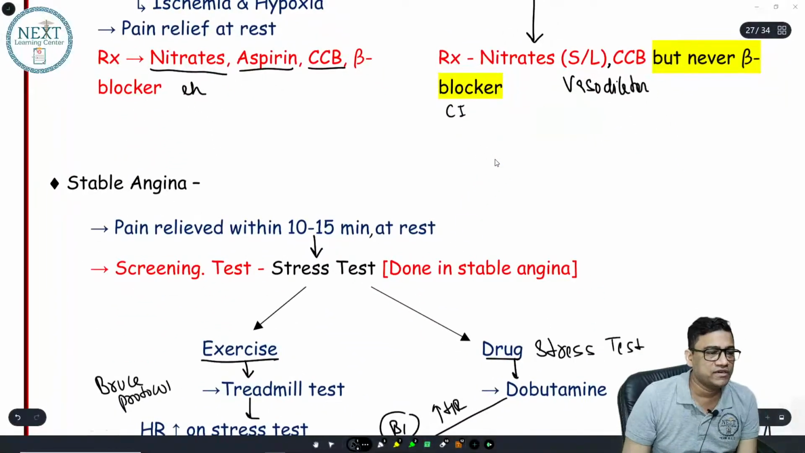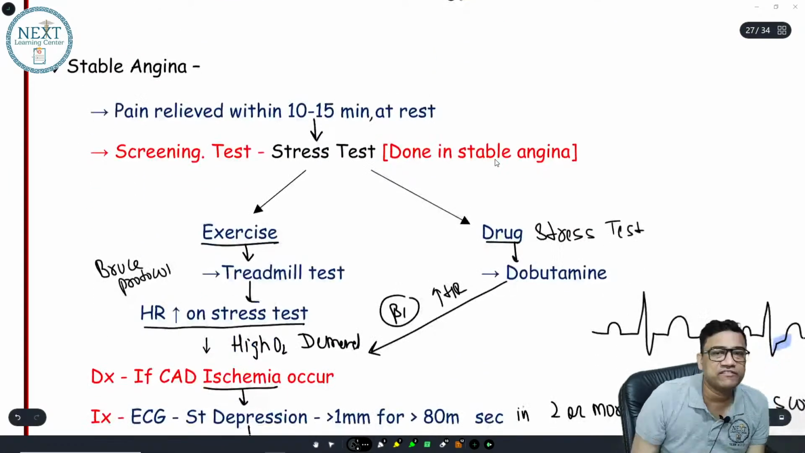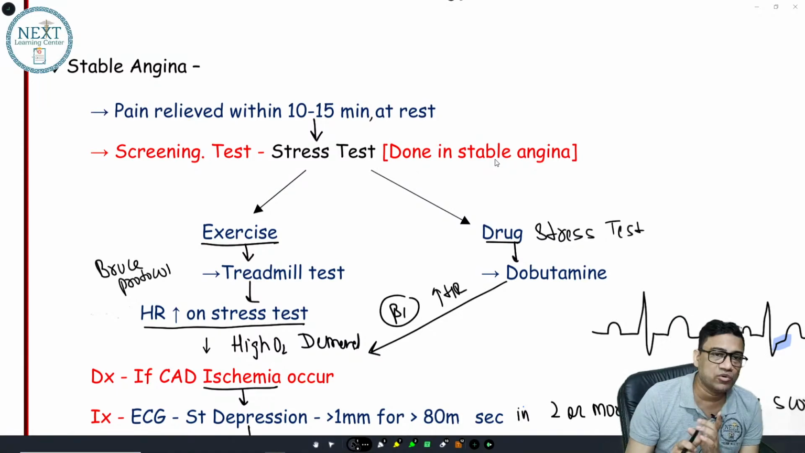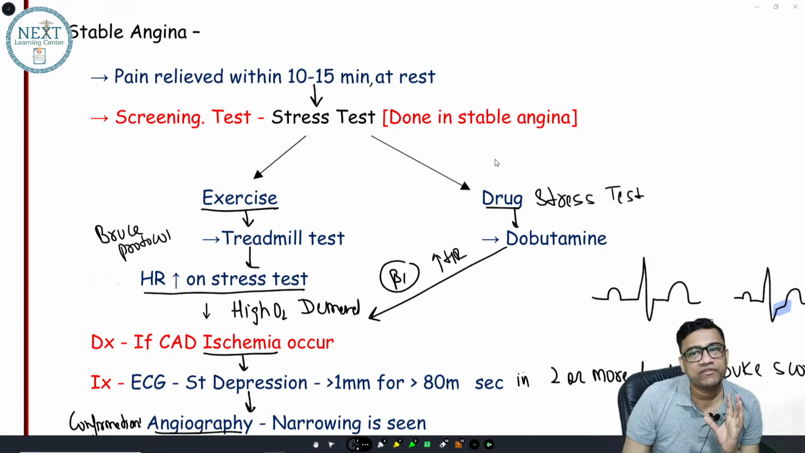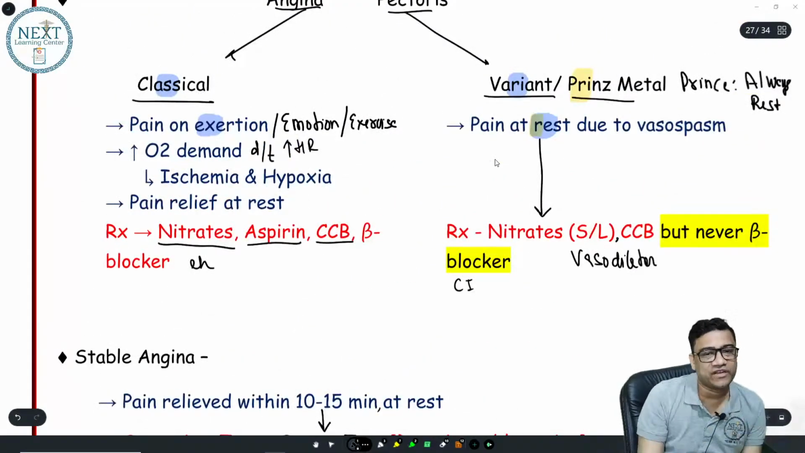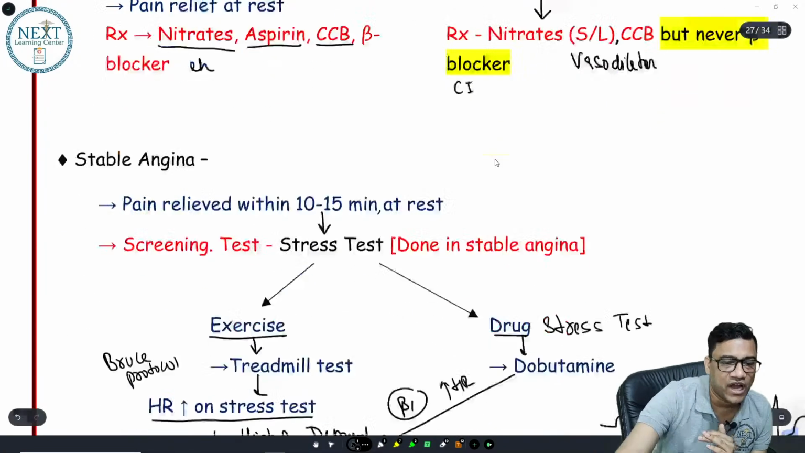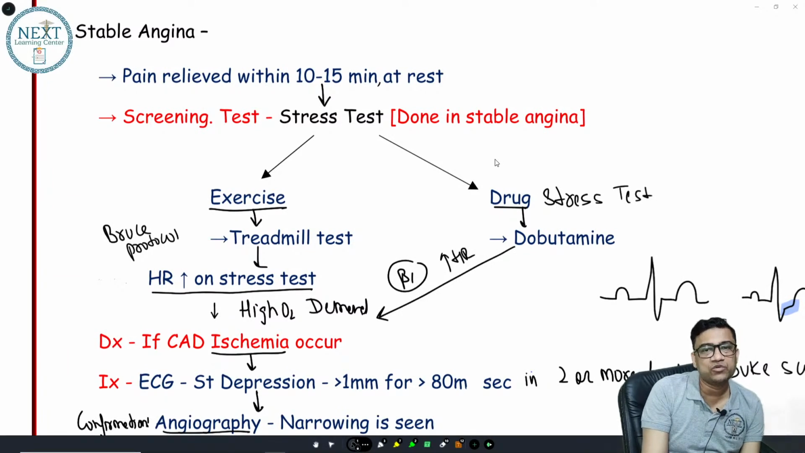Now comes stable angina. Okay, if pain is relieved within 10 to 15 minutes at rest, it is called stable angina. Here the screening test is the stress test. What is the test? Stress test. Okay, we will ask the patient to take nitrates and come next day. In stable, we can give nitrate, aspirin, CCB, beta blocker, and if the pain is relieved, we ask him to come next day. Okay, and we will do a stress test. What will we do? Stress test.